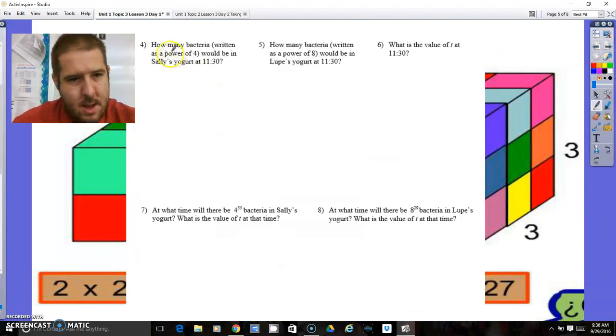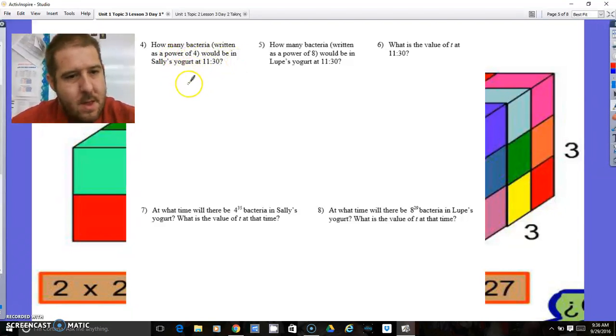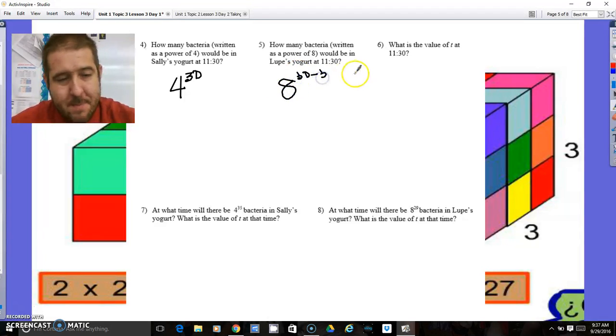Alrighty, so then how many bacteria written as a power of 4 would be in Sally's yogurt after 11:30? Sally's was 4 to the 11:30 would be the 30th minute. How many bacteria written as a power of 8 would be in Lupe's yogurt at 11:30? So that would be 8 to the power of 30 minus 3 because it started 3 minutes later. Well, the value of t at 11:30.